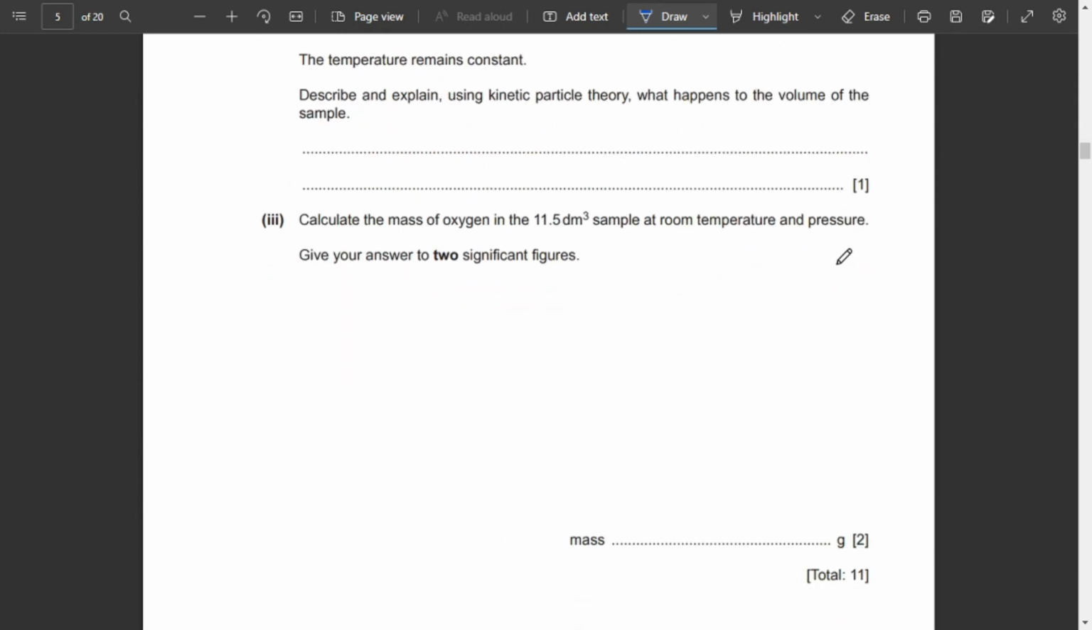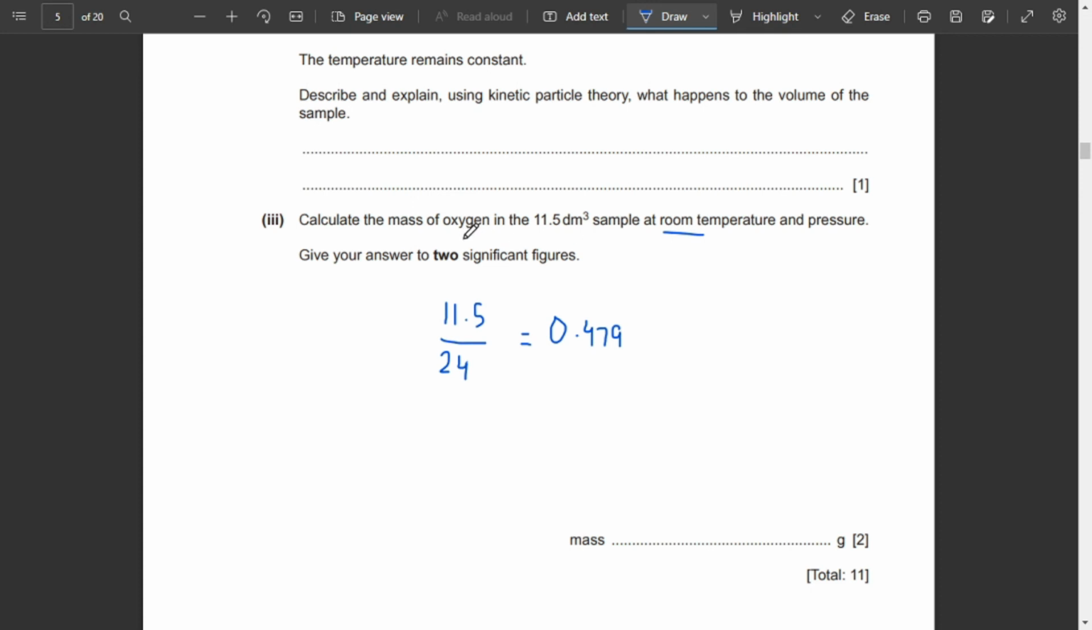Moving on to part 3, last part: calculate the mass of oxygen in an 11.5 dm³ sample at room temperature and pressure. Give your answer to two significant figures. First of all, you're going to take 11.5, it's in dm³, so we are going to divide 11.5 by 24, since we know it's 24 dm³ at room temperature and pressure, and room temperature is already mentioned over here. So the answer for this is, I believe, 0.479. After that, you're going to multiply it with the oxygen.